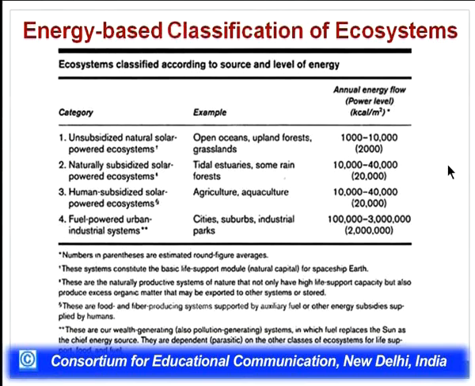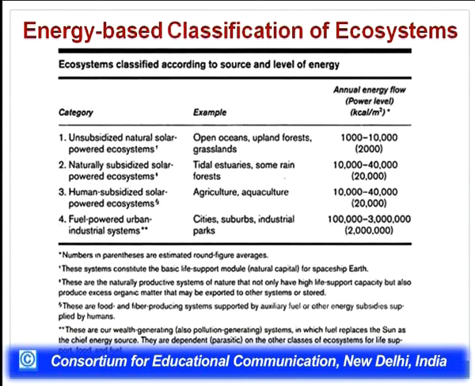These are the naturally productive systems of nature that not only have high life support capacity but also produce excess organic matter that may be exported to other systems or stored. So these naturally subsidized solar powered ecosystems are very rich in energy. Now humans also started to intervene and provide auxiliary or subsidized energy sources for increasing the production or yield of the ecosystem, for example agriculture on land, or aquaculture in the water.